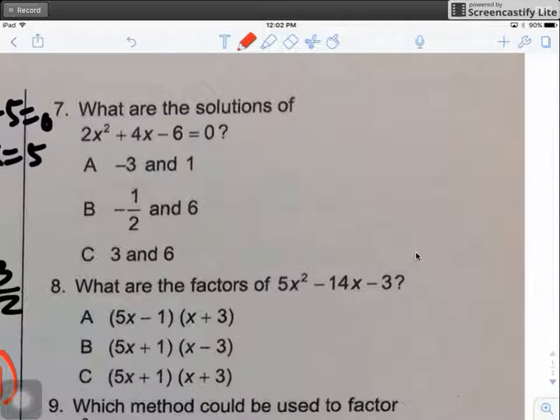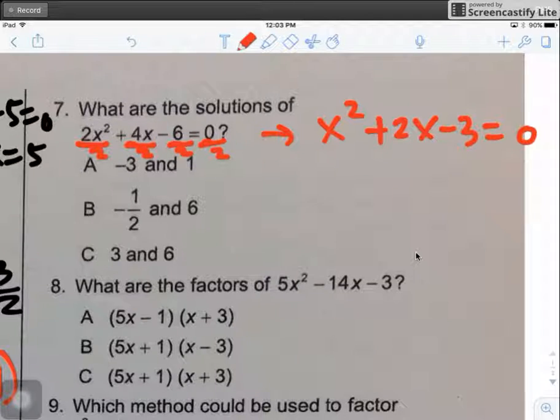Again, this one has a number in front, but if you take a look at all the terms, they all actually have a 2 in there. So this can be simplified by dividing everything by 2, and that will make the problem simpler. So we can just divide and we get x squared plus 2x minus 3 equals 0.